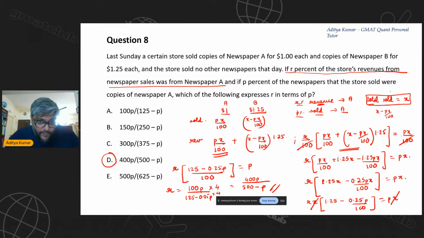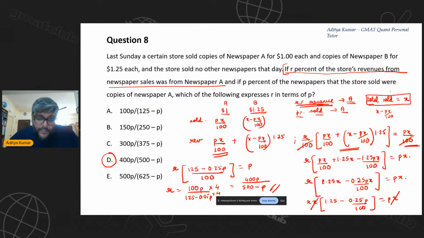I found out the revenue for A. I found out the revenue for B. Now I read the next part. It said R% of the total revenue was from A. What is my total revenue? PX by 100 plus X minus PX by 100 into 1.25. I added the two. I took R% of that. That R% of my total revenue should be the revenue for A. I set it up, and then I simplified the equation.